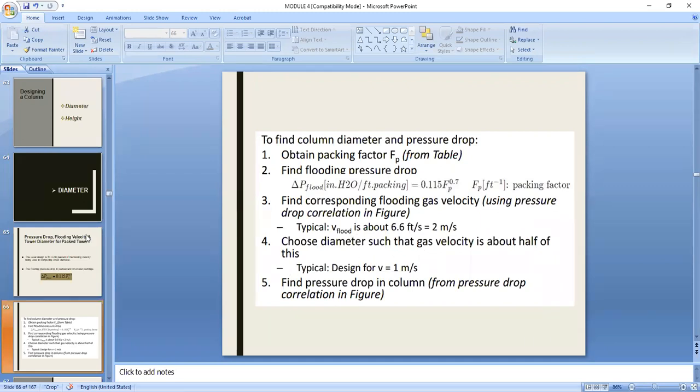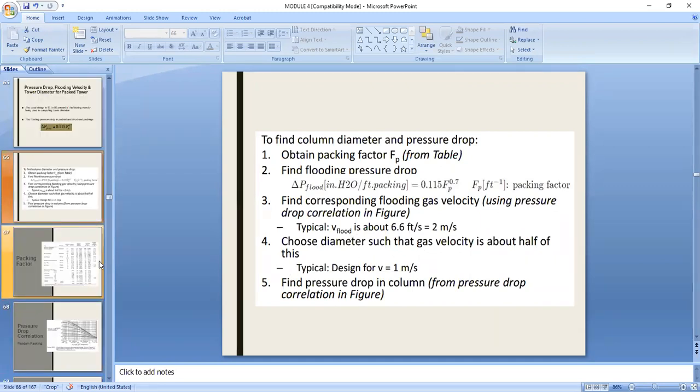I'll be showing you the diagram later. Because we have a different diagram for random packing and a different one for structured packing, we have the same diagrams in your handbook also. You are to get from this the corresponding flooding velocity. And once you have the flooding velocity, multiply it by 0.6 so that you can determine your tower diameter. Choose a diameter such that the gas velocity is about half of this. Now, this is just a suggestion, but in the sample problems in Geankoplis, it's more than half. It's 60% actually. Then you find the pressure drop in the column from the pressure drop correlation figure.